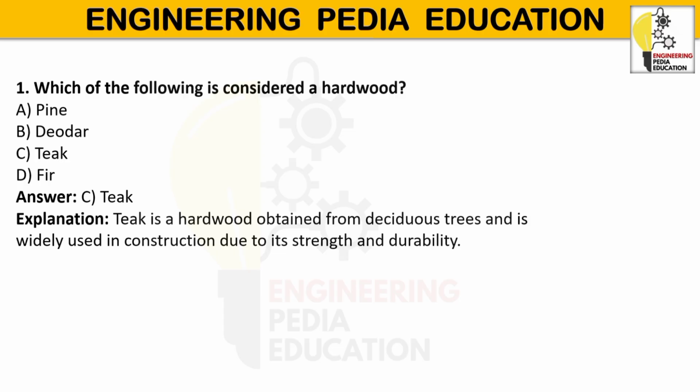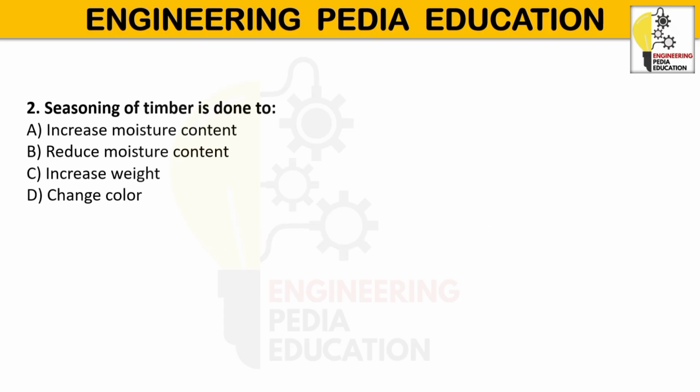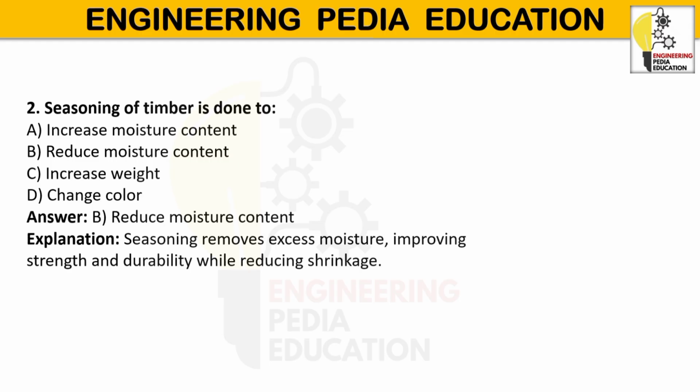So moving towards the next question. Seasoning of timber is done to: increase moisture content, reduce moisture content, increase weight, change color. So the correct answer is reduce moisture content. Seasoning removes excess moisture, improving strength and durability while reducing shrinkage.